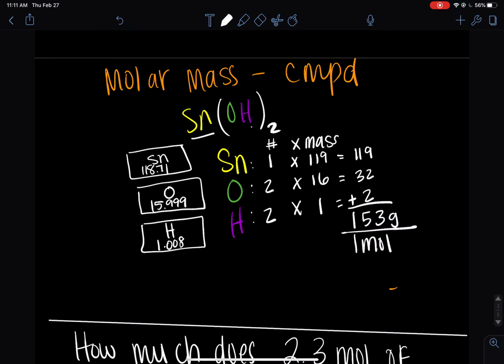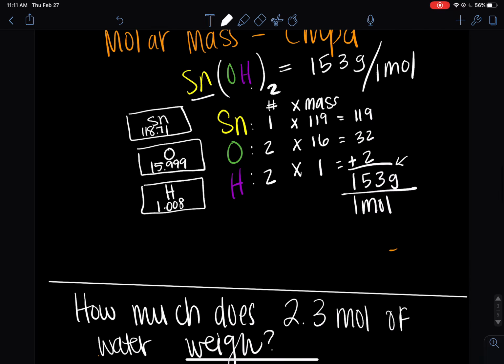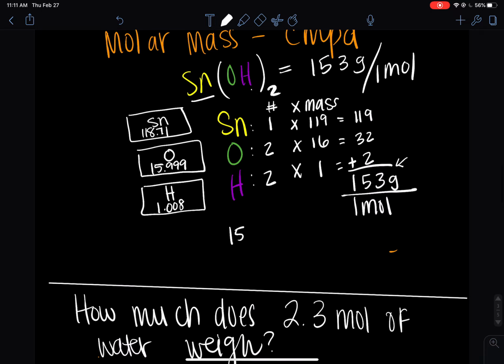What I'm seeing a lot of people doing is they'll write 153, but they forget to put the unit with it. Okay, you have to put the unit because that's what a molar mass is. So the molar mass of tin(II) hydroxide is 153 grams per 1 mole. We can write that in a problem as 153 grams per 1 mole, or since this is a conversion factor, we can flip it and write 1 mole over 153 grams. We just have to pick which one we want to use.